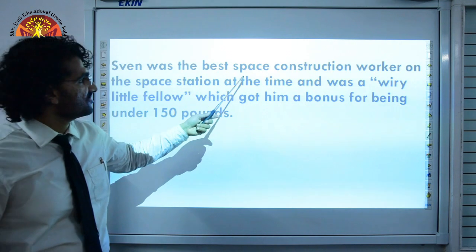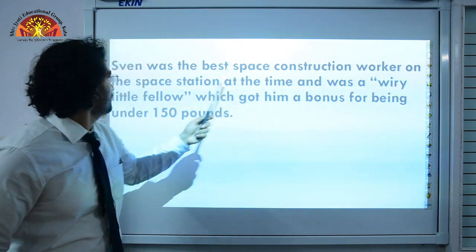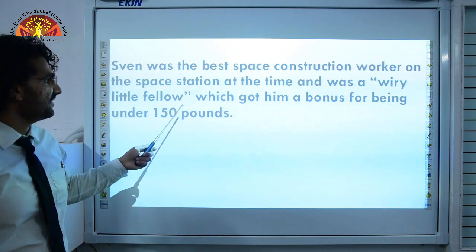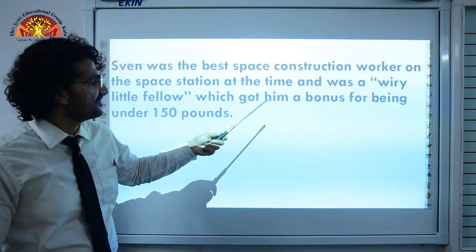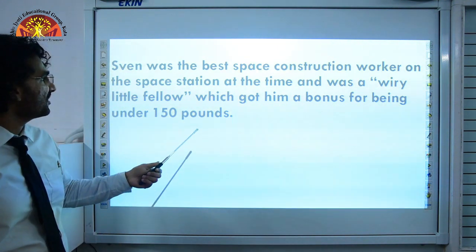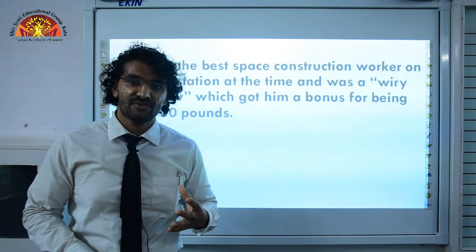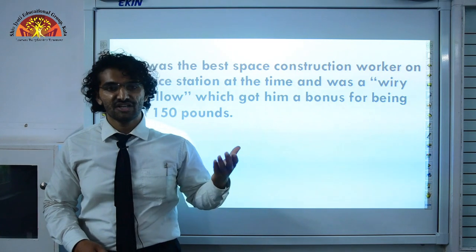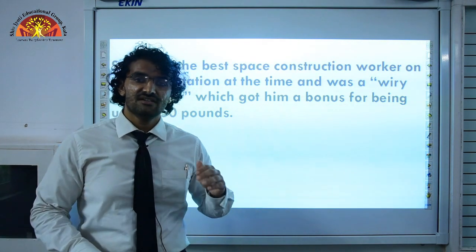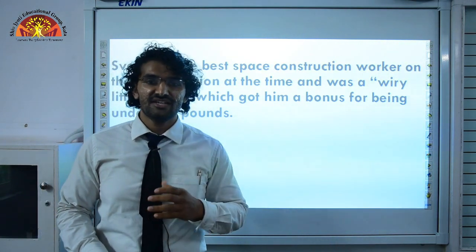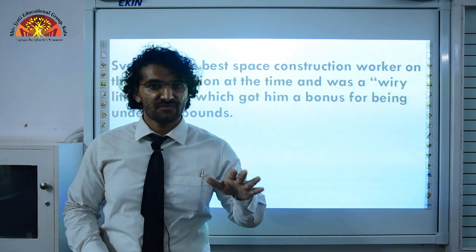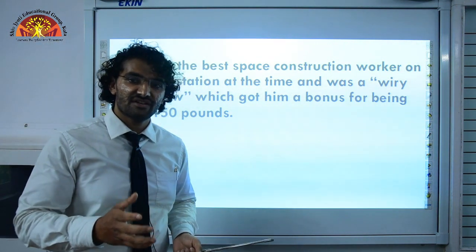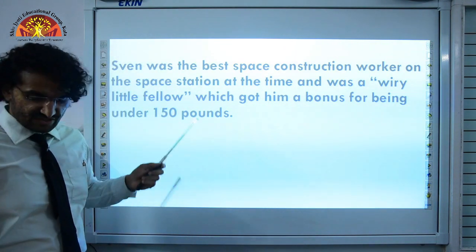Sven was the best space construction worker on the space station at the time, and was a very little fellow, which got him a bonus for being under 150 pounds. Unlike the perception of people that Nordic people are very tall and huge, this is a very little fellow, and his weight is somewhere under 150 pounds. And he is the best construction worker on the space station.